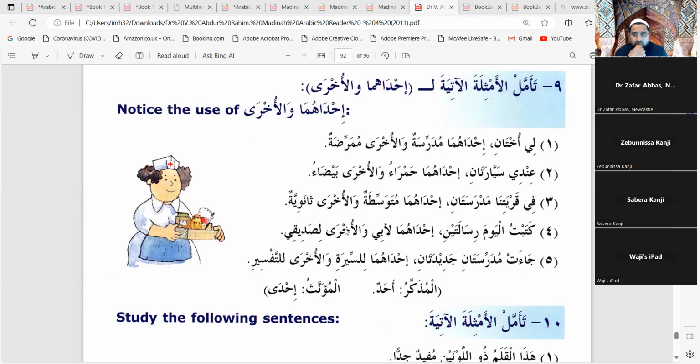I have two cars. One of them is red and the other is white.